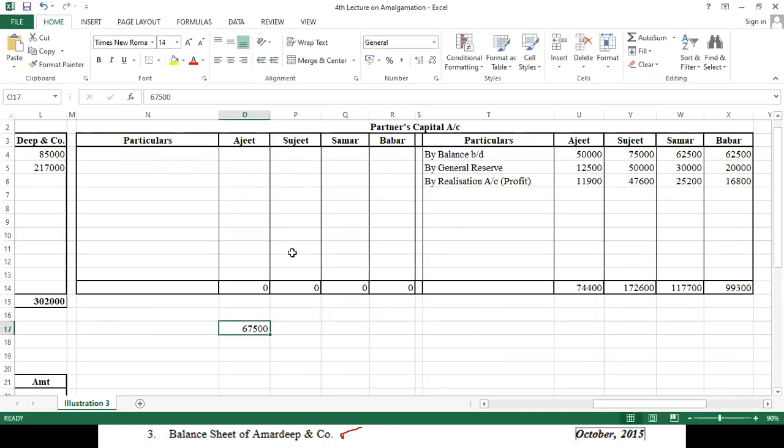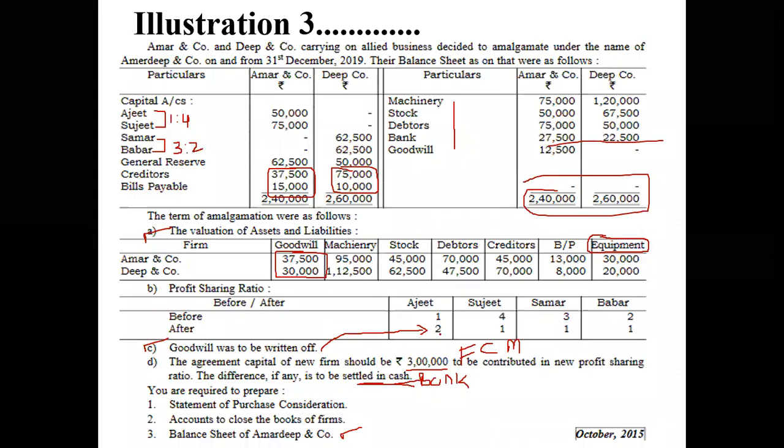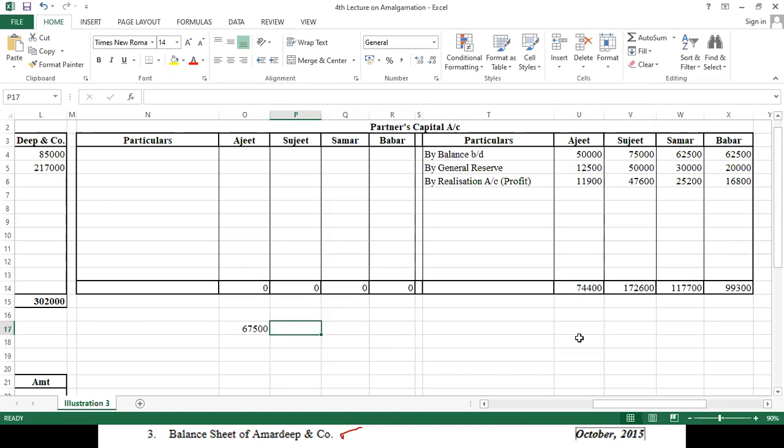Okay, and this total goodwill is to be divided amongst the new partners in the ratio of 2:1:1:1. क्यों हम ये नए प्रॉफिट शेयरिंग रेशियो में डिवाइड कर रहे हैं बेटा? बिकॉज दिस इज अ गुडविल ऑफ अ न्यू फर्म. जब नई फर्म को गुडविल को राइट ऑफ करना है तो पार्टनर के नए रेशियो लेने पड़ेंगे. सो टोटल इज 5. So here I can say per unit equals this particular amount divided by 5. This is 13,500 per single unit.